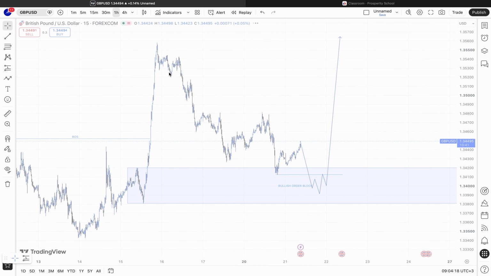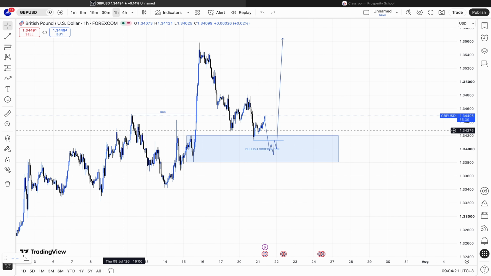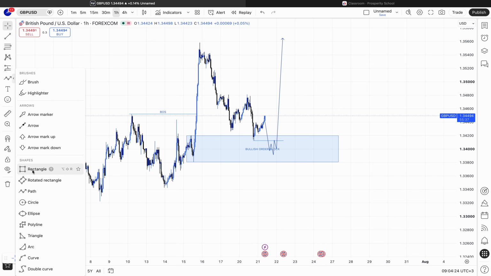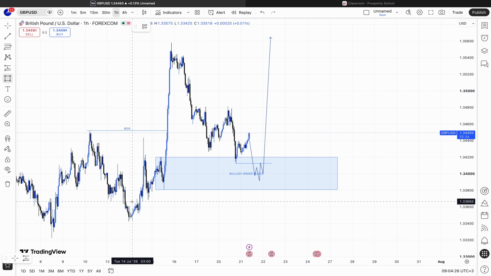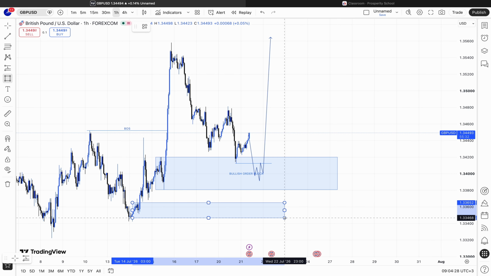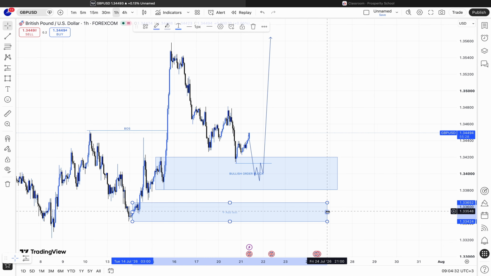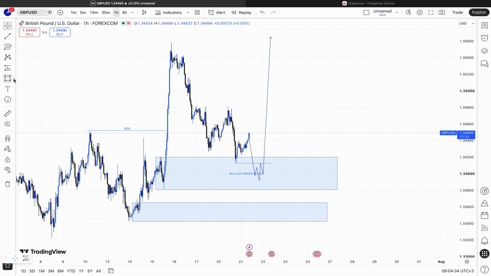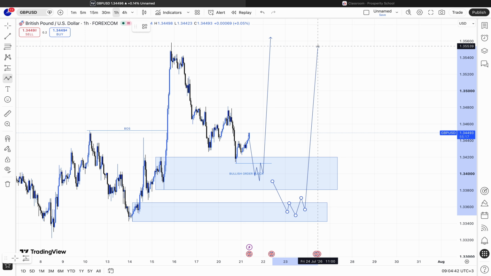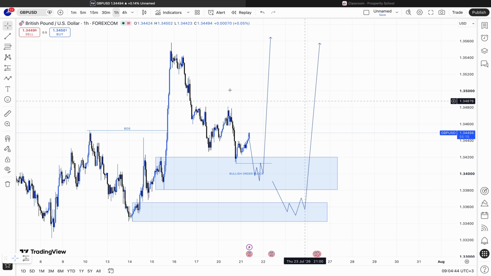Then scenario number two is also very, very simple. We have our extreme order block just below here, which is this one here. Then from here, we can easily wait for the price to come back here. Then we continue buying. That is scenario number two.